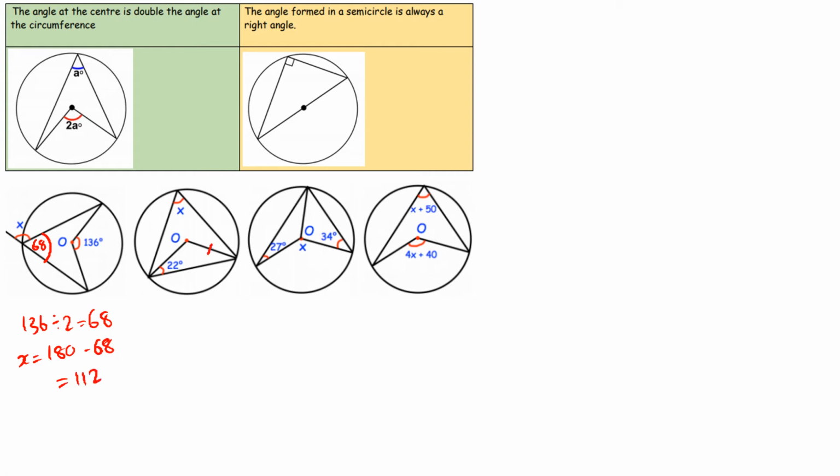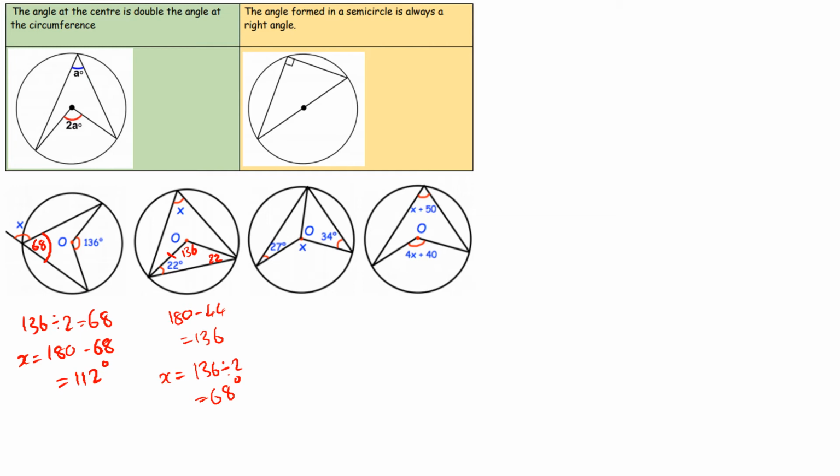For the second one, we have an isosceles triangle, so we have a 22 degrees here. That means that the other angle as part of that triangle would be 180 minus 44 would be 136. I feel like we've seen that value before. And so if we want to get x, we can do the same sort of thing. X is going to be half of that 136, 68 degrees.